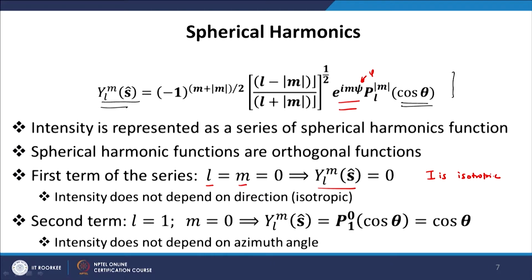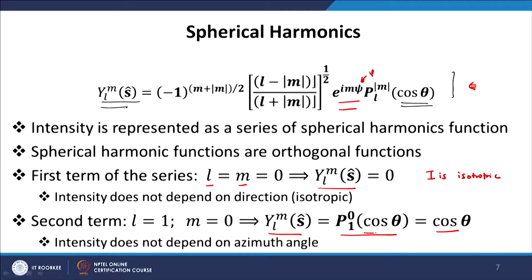And if we take the next term, then L is equal to 1 and M is equal to 0. From this equation, just substitute L equal to 1 and M equal to 0, and you will get Y_LM, that is the angular dependence of intensity, as P_1^0 of cos theta, or simply cos theta. Now, what is P here? P is basically the Legendre polynomial, P_1^0, and cos theta is the argument.